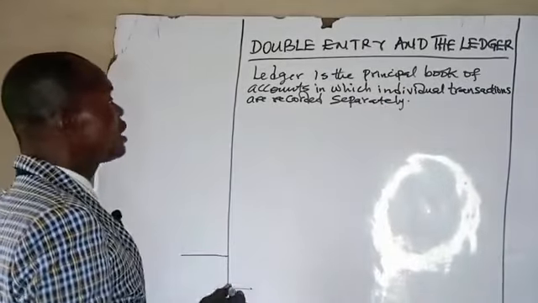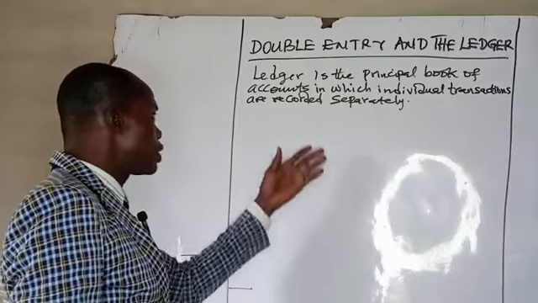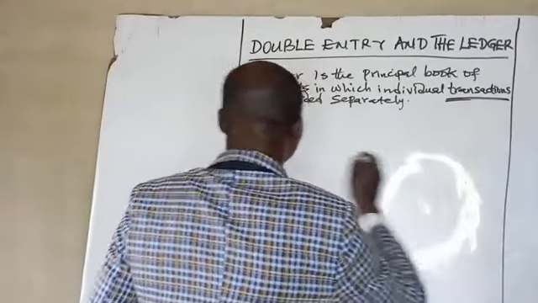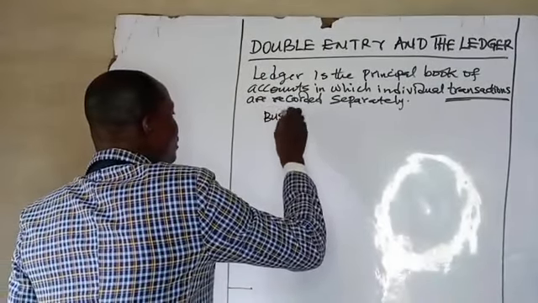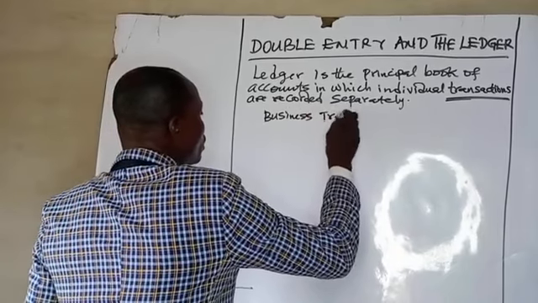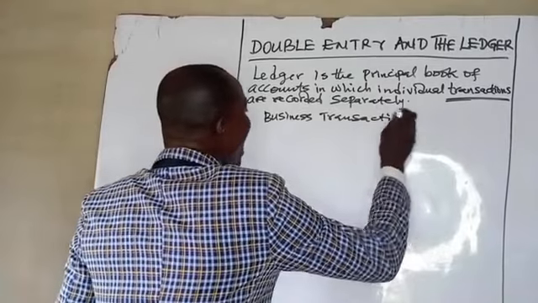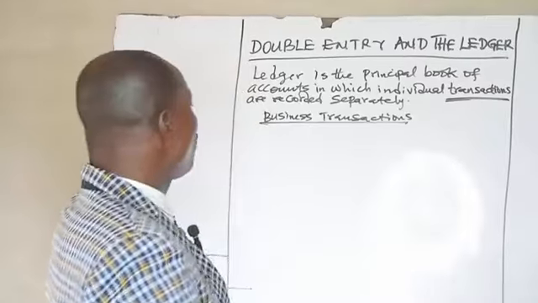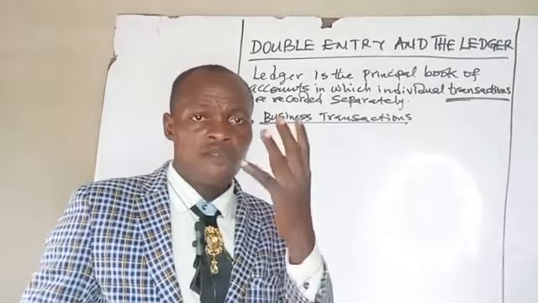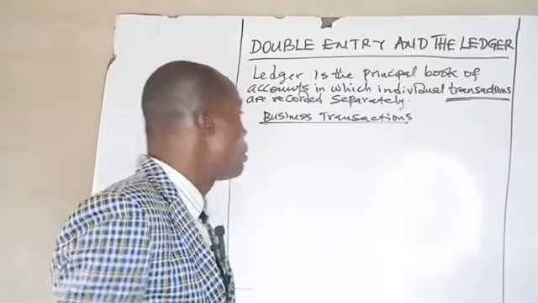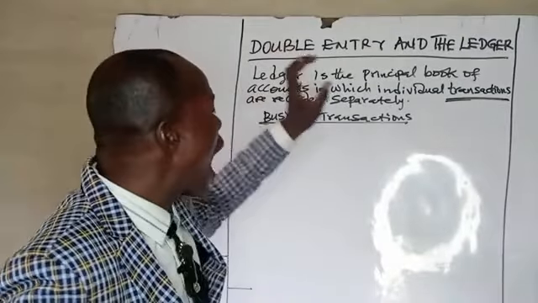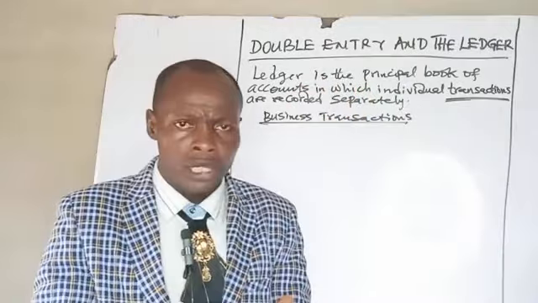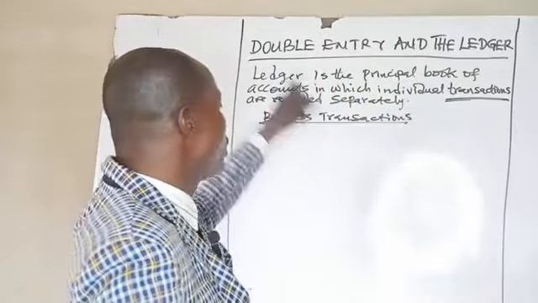The principal book of accounts in which individual transactions are recorded separately. What do we mean by business transactions? Business transactions are any commercial activities that involve the exchange of value in monetary terms.